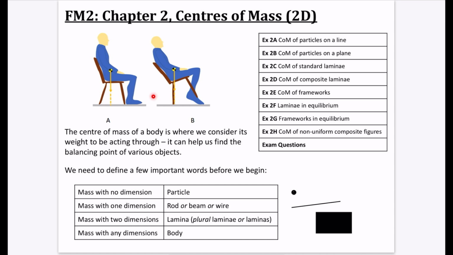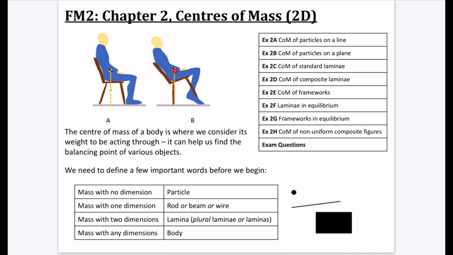Now, this diagram is to help us think about what the centre of mass of a body actually is. And when I say body, I don't necessarily mean a human body, I just mean a thing that's got some mass. So the centre of mass of a body is where we consider its weight to be acting through, and this is indicated by these little dots that we've got here. It can help us find the balancing point of various objects. So you can see here the centre of mass is coming straight down from this person.